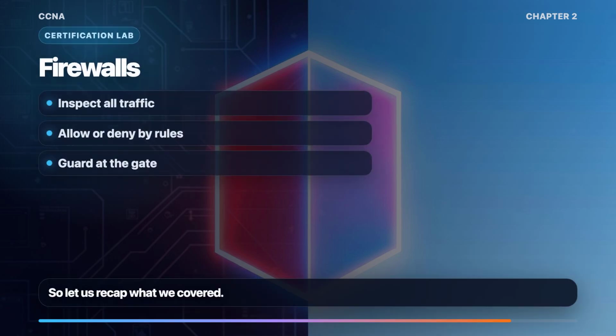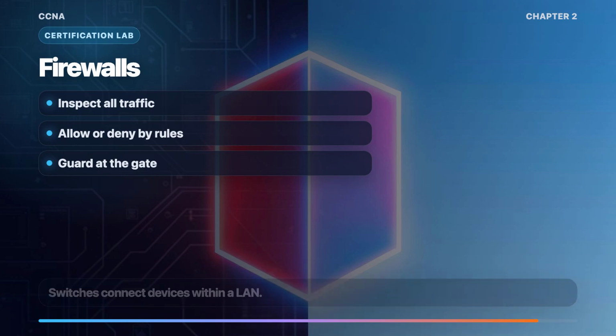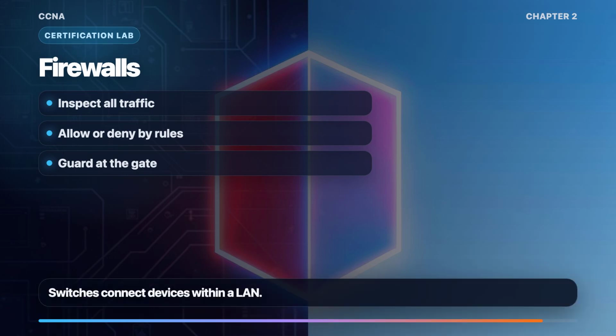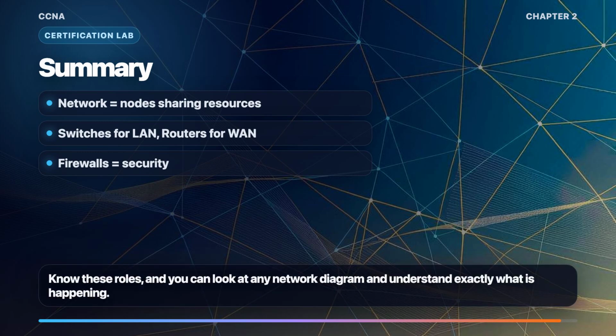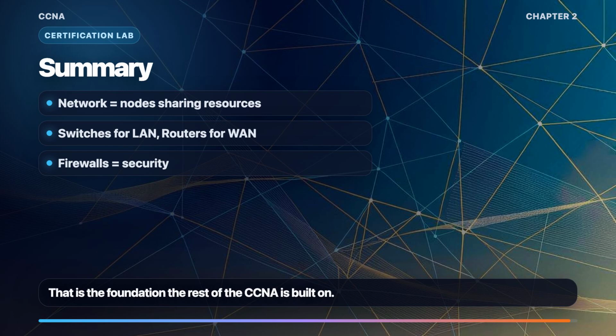So let us recap what we covered. A network connects nodes so they can share resources. A LAN covers a limited area. A WAN spans large distances. Clients access services. Servers provide them. Switches connect devices within a LAN. Routers connect LANs to external networks. And firewalls protect the network by inspecting and filtering traffic. Know these roles, and you can look at any network diagram and understand exactly what is happening. That is the foundation the rest of the CCNA is built on.